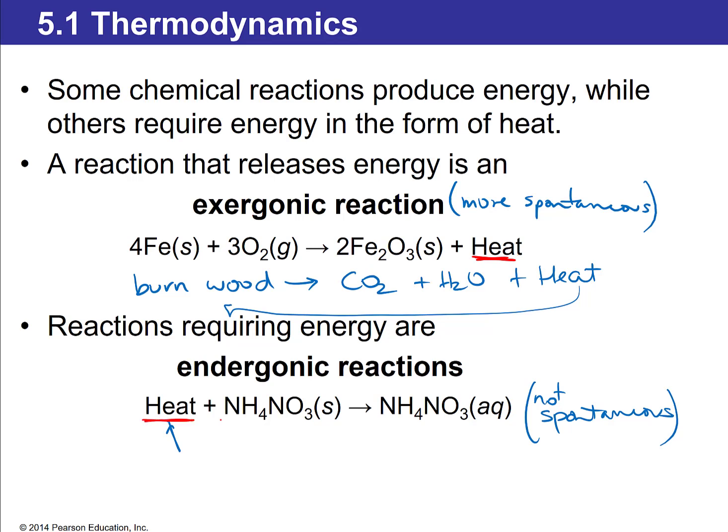But reactions that are endergonic, so endo or ender means to go in, these are reactions that are going to take in energy, require energy. They're not going to be spontaneous. They're going to end up having energy that has to be given or put in. Their delta G's tend to be positive. So these tend to not be spontaneous.